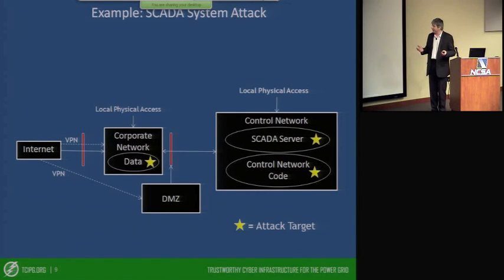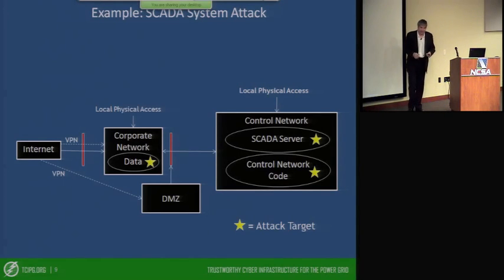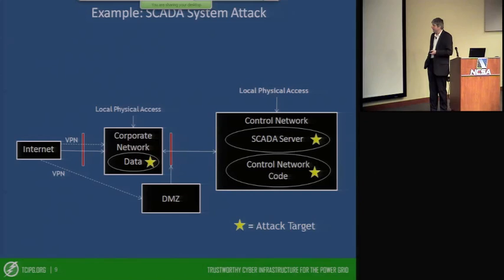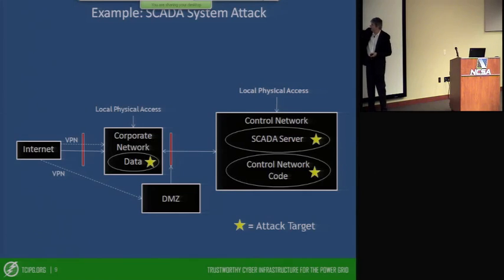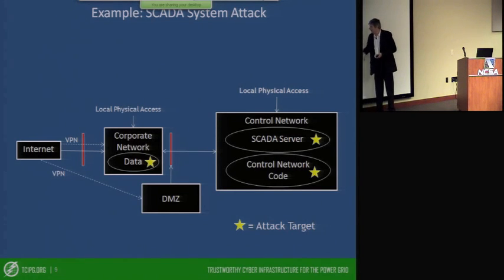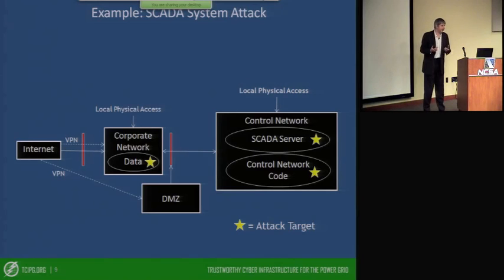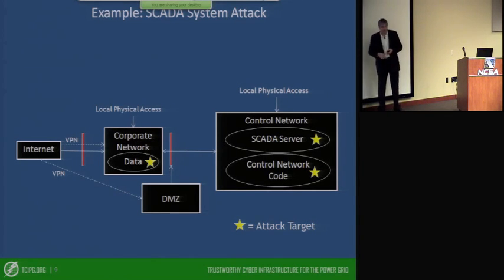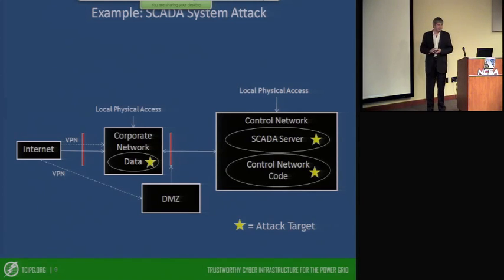Here's just a very simple example. We'll show you a real example as we get a little farther in. But here's an idealized example of a control system and SCADA network. We may have the internet, we may have some firewalls, we may have a corporate network, and then a control network. And I'm an adversary that wants to infiltrate and be able to control the SCADA server, or be able to access the control network code, the code that actually is controlling the operation, maybe on a PLC, maybe on a PMU, whatever it might be, in order to affect damage.